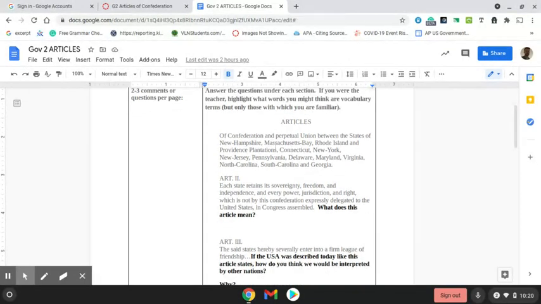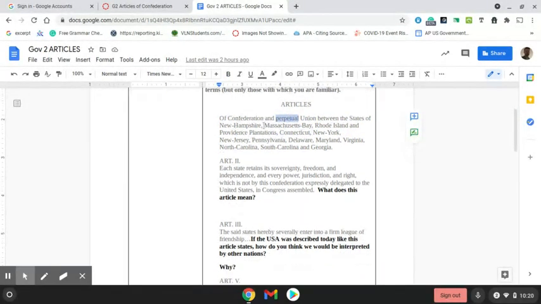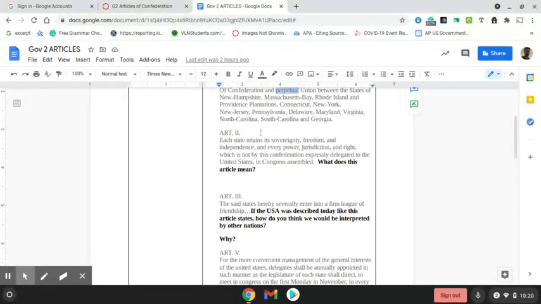So obviously in that first section, it just lists states. You don't highlight anything from that, except maybe you might highlight union, for instance, or perpetual, which means forever. So go through and highlight terms that you think are significant and make sure you answer those questions in bold where they appeared. For instance, the Article 2, the question says, what does this article mean? And you would just type the answer to that in your own words right after that.